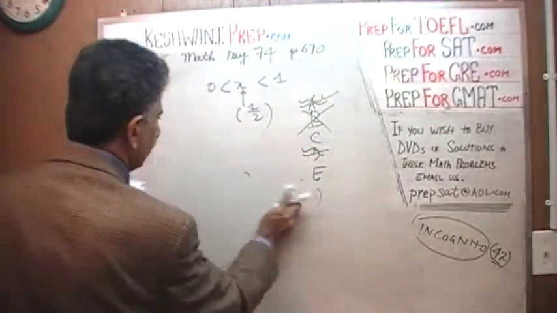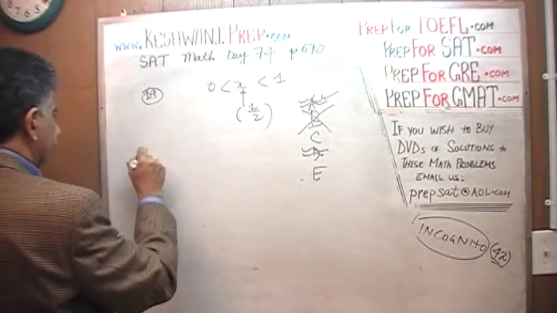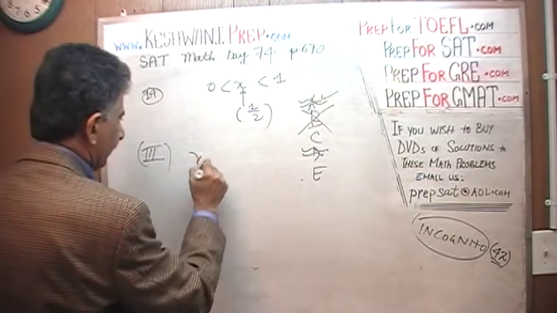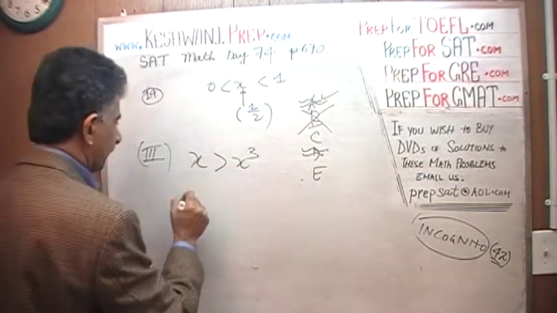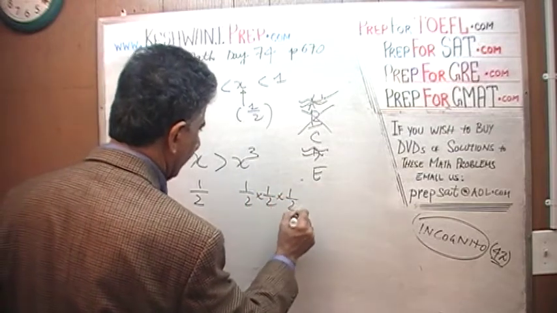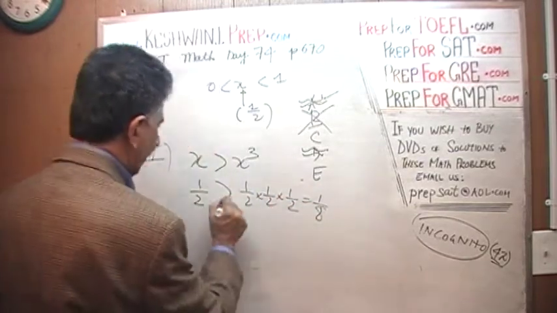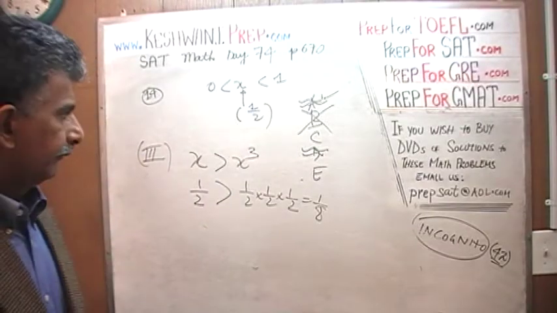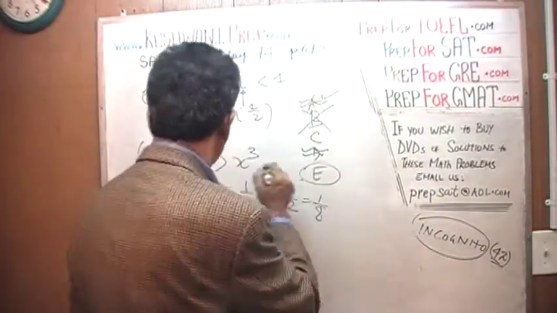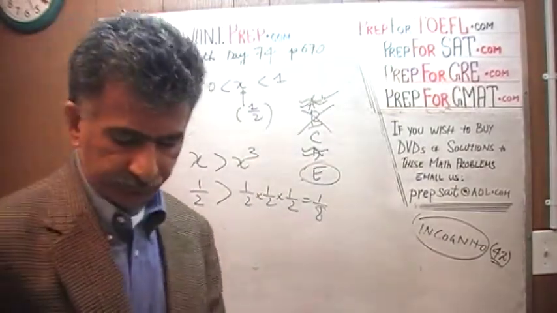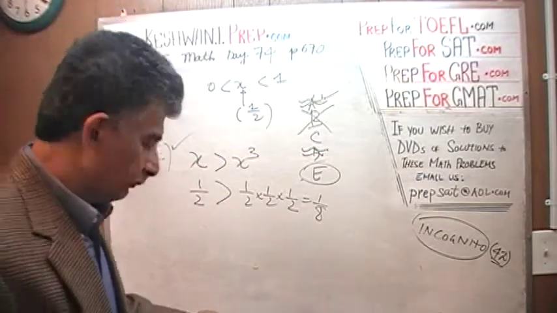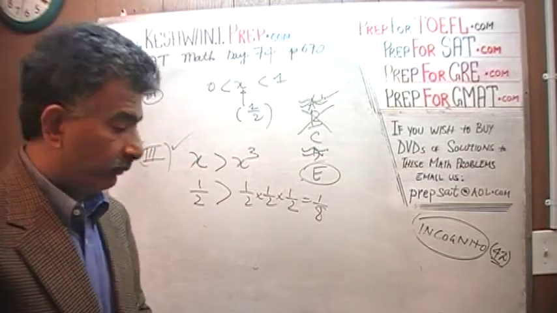Let's look at E. Let's look at statement number 3. It says x is greater than x cubed. Of course x is greater than x cubed, because this is 1/2, and this is 1/2 times 1/2 times 1/2, which is 1/8. And half is more than an eighth. Therefore all of those three statements are true. The answer is E. All three statements are true, because it's a fraction between 0 and 1.